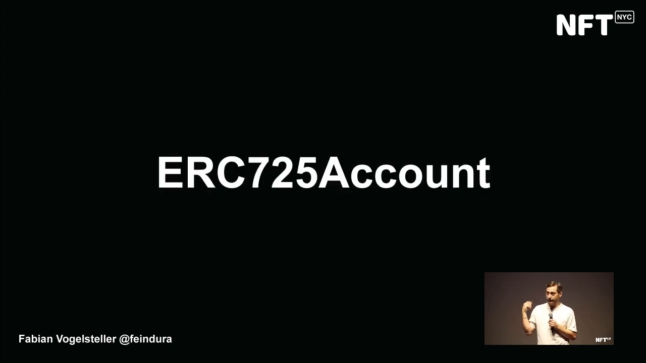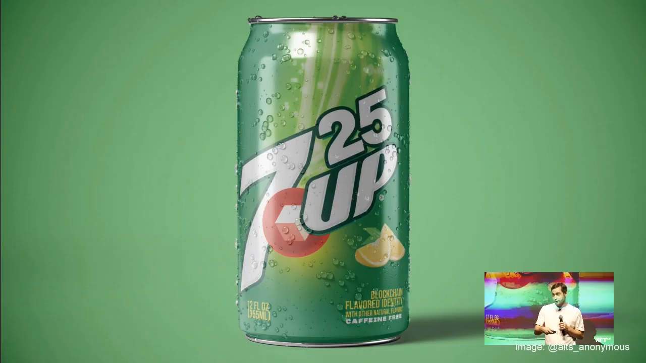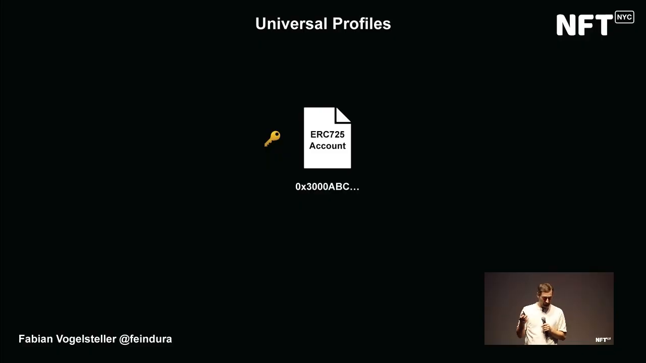And that's what ERC-725 account solves. And it solves it on a standard-based level. And we call them, in combination with a few other smart contracts, universal profiles. And that's the new thing. And our community is super great. They're making some amazing artwork. That was actually done by Alts Anonymous, I guess, if I get it right. And 725, right? Universal profile, you get it.